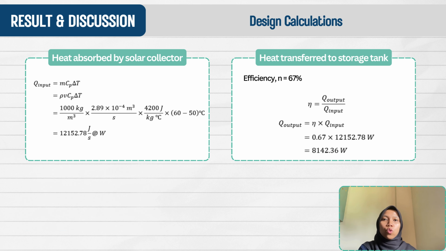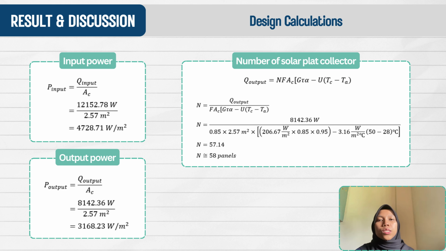From the calculated volumetric flow rate, we can determine the heat absorbed by the solar collector, which is the Q input, obtained as 12,152 joules per second. Next, by assuming a solar water heating efficiency of 67%, we can calculate the Q output, which is the heat transferred to the storage tank, obtained as 8,142 watts. We can also calculate the input power, obtained as 4,728 watts per meter squared, and the output power, obtained as 3,168 watts per meter squared.